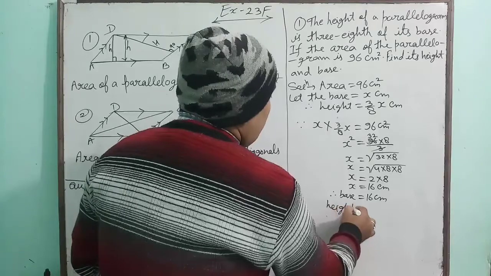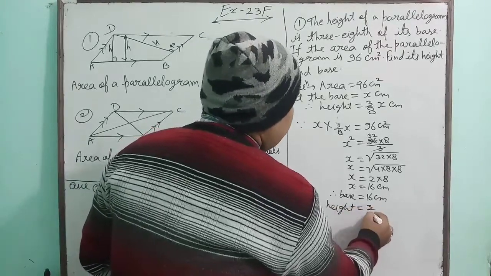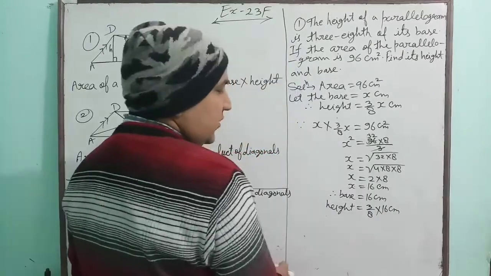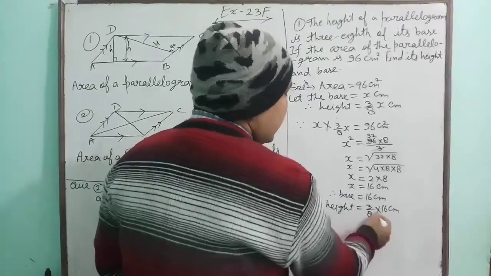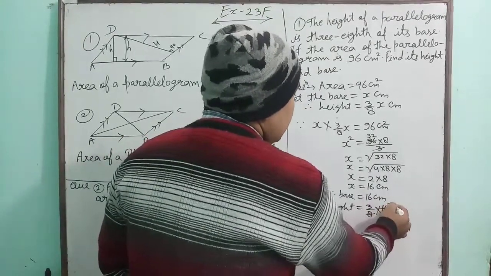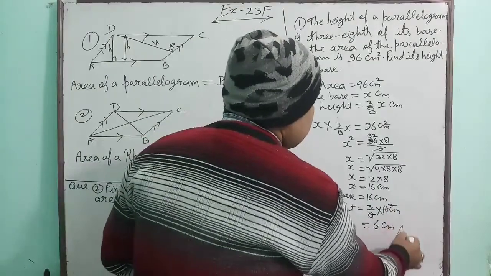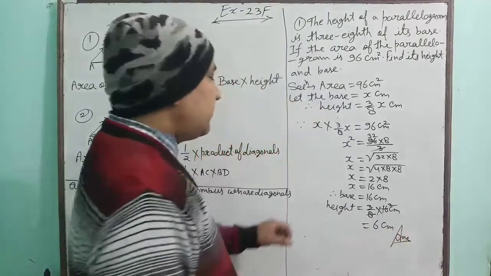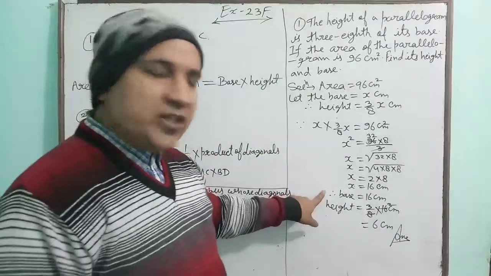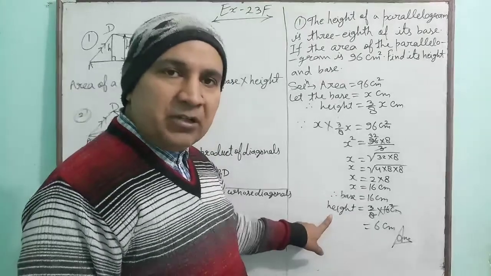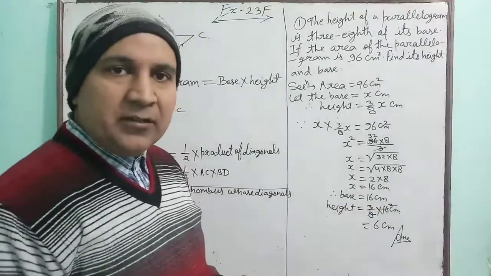Now what will be the height? Height is 3 by 8 into x. So in place of x we will write 16. 8 twos are 16, so 2 into 3 is 6 centimeter. That means the base of the parallelogram is 16 centimeter and the height of the parallelogram is 6 centimeter.